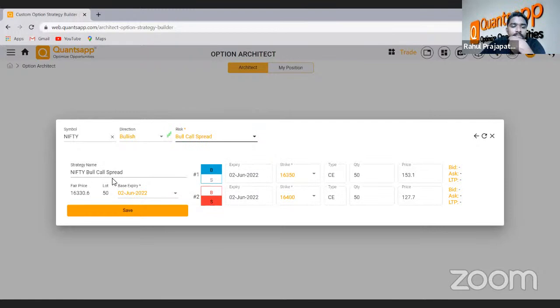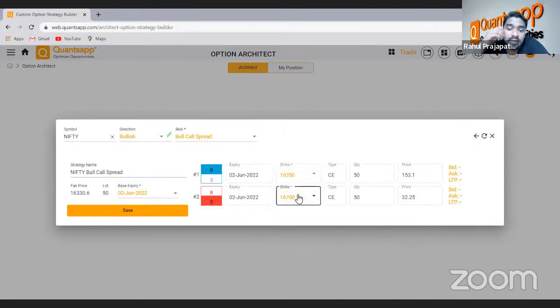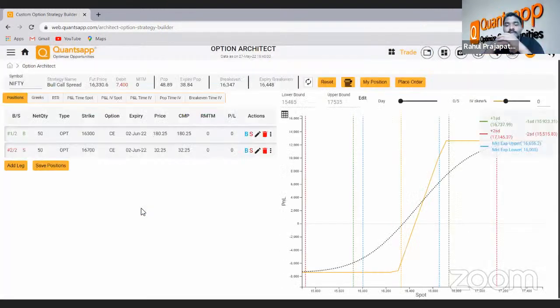Now, just by looking at this, you can see that the first leg is a buy and the second leg is a sell. At the money is a buy, and out of the money is a sell. We can simply change what strike price we need to take. इसमें जो भी आपको strike price लेना है आप ले सकते हो. Let's say I am anticipating the market can go to 16,700, and I'll buy 16,300. So this is the spread I want to create: I'm buying one and selling the second one. It will automatically give you that leg. Now what you need to do is just save this strategy. So this is the bull call spread. You can also set the name here.